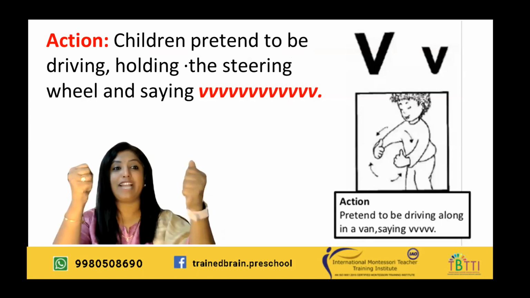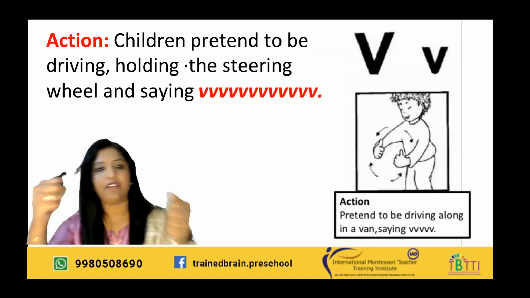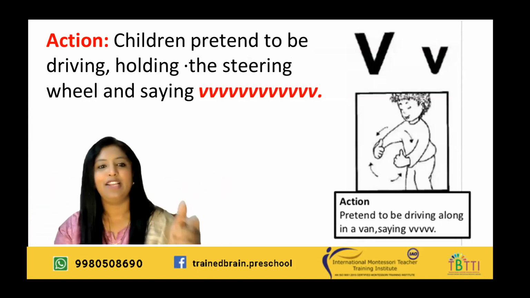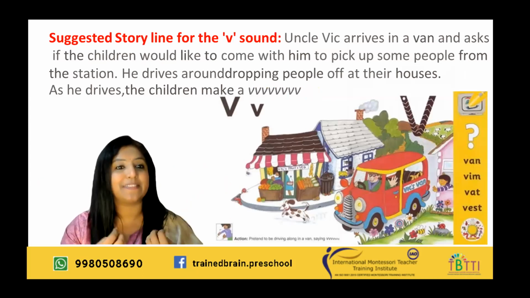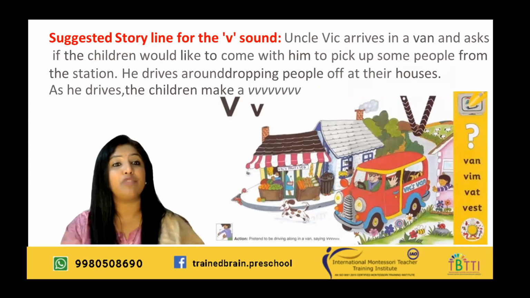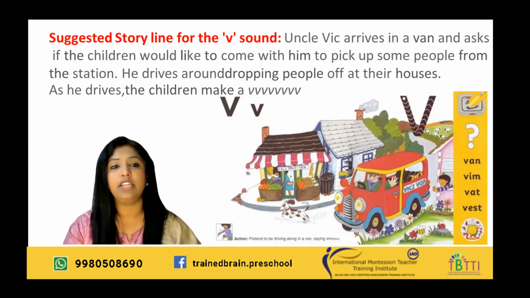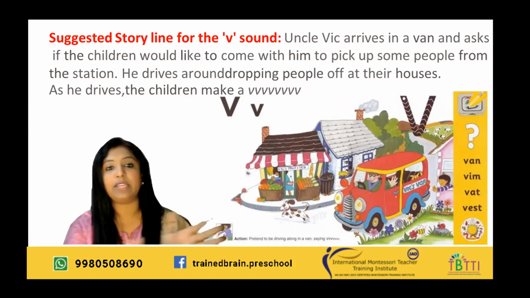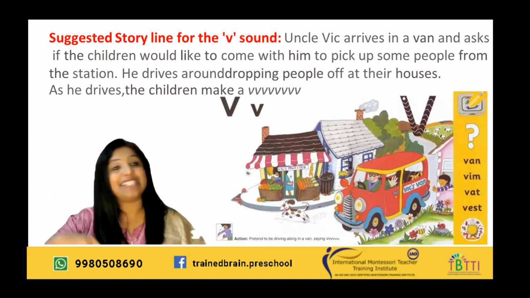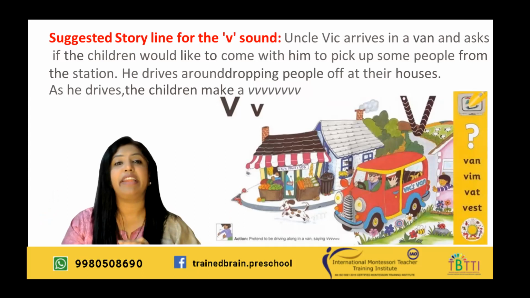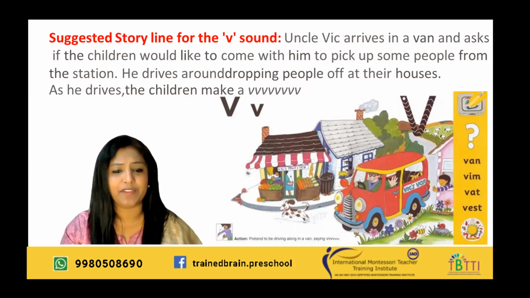So you have to pretend as if you are driving. Everybody hold on to your steering wheel and you try to drive a vehicle. So we pretend to drive along. Uncle Vic arrived in his van and he asks if children want to come with him. And children said yes, and everybody was picked up from the station. So he drove around the place and he started dropping every child at their houses. As he drove along the path, the children were making the sound. They were also driving the van.